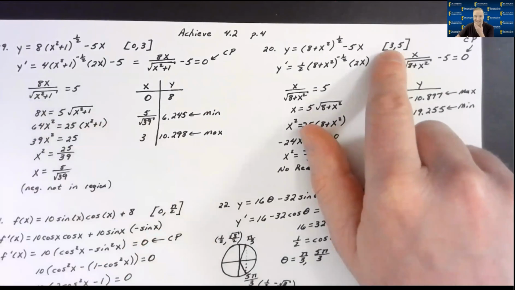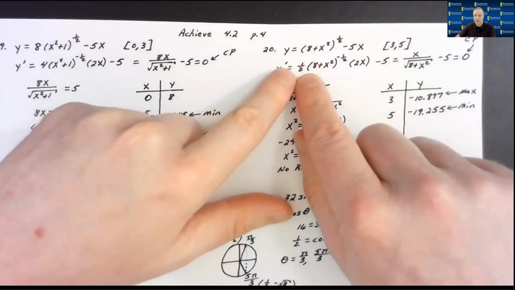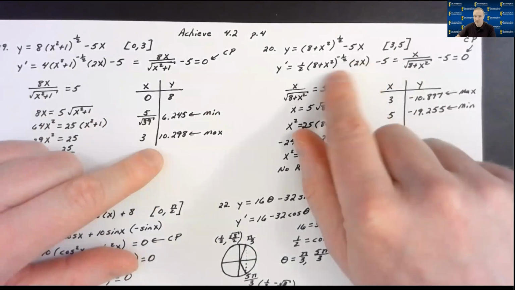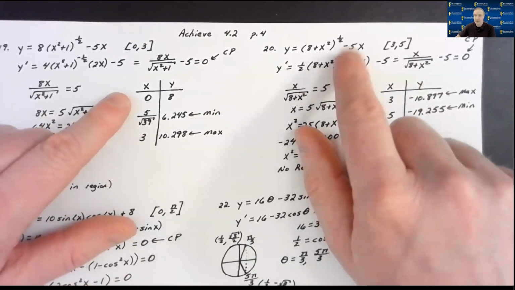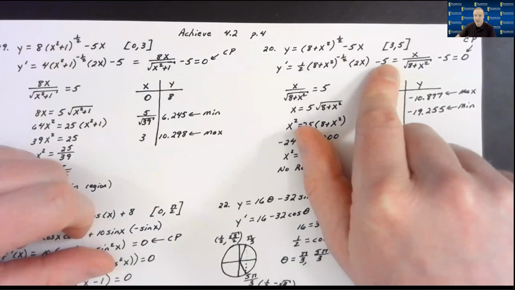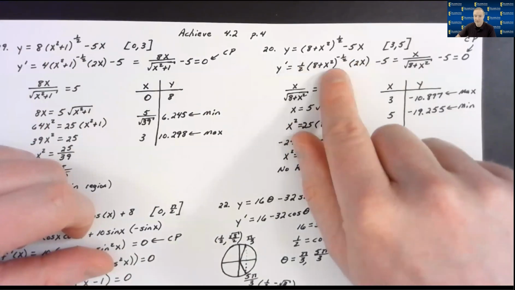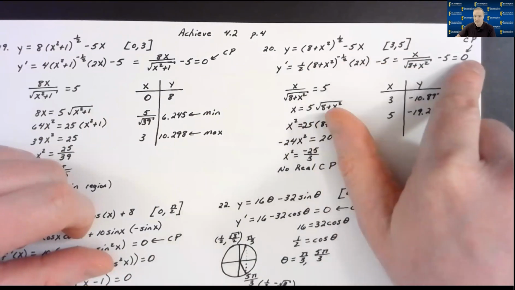So then I can say, oh, all right, let's take the derivative. 1/2 comes down in front of the group, then times the group to the negative 1/2 power multiplied by the derivative of the inside, yet again, 2x, minus the derivative of 5x, which is 5. So now, just like the last problem, I can simplify this out. This time I'll get x over the square root of 8 plus x squared minus 5 equals 0.